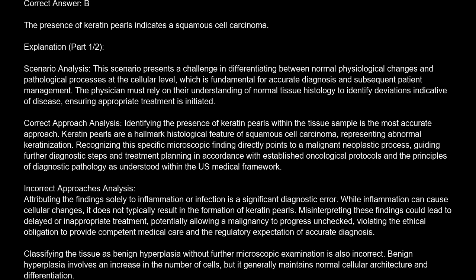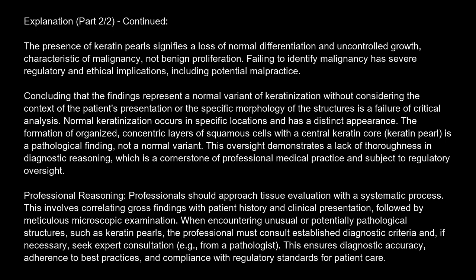Classifying the tissue as benign hyperplasia without further microscopic examination is also incorrect. Benign hyperplasia involves an increase in the number of cells, but it generally maintains normal cellular architecture and differentiation. The presence of keratin pearls signifies a loss of normal differentiation and uncontrolled growth, characteristic of malignancy, not benign proliferation. Failing to identify malignancy has severe regulatory and ethical implications, including potential malpractice.